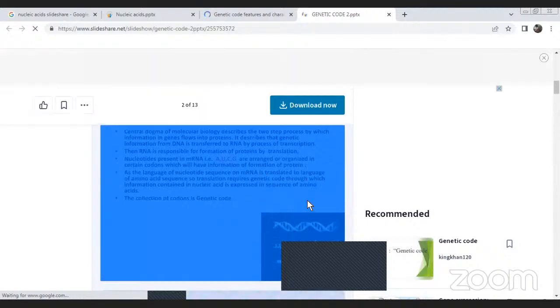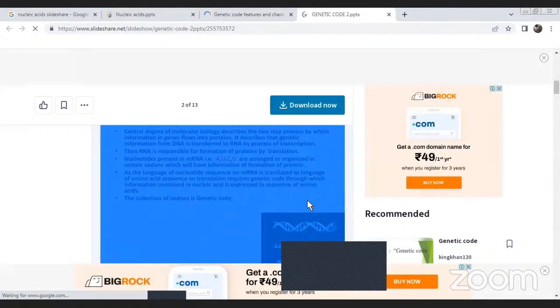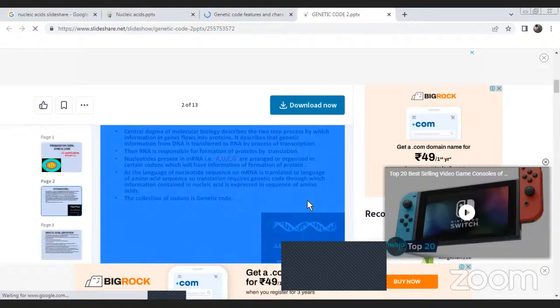Conjugation was discovered by Lederberg and Tatum in E. coli in 1946, involving the transfer of genetic material from one bacterium to another.